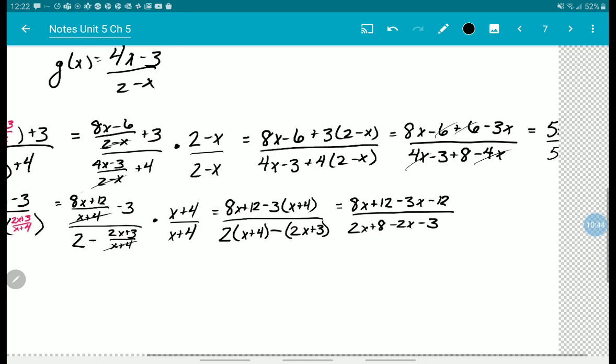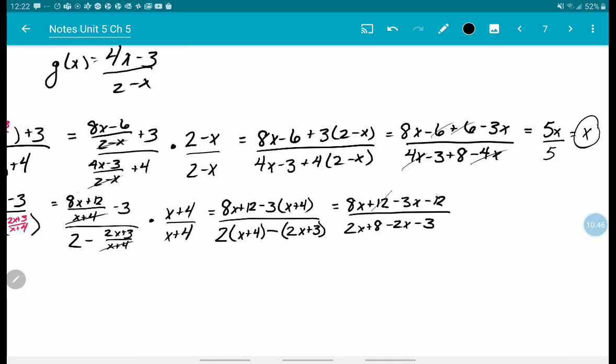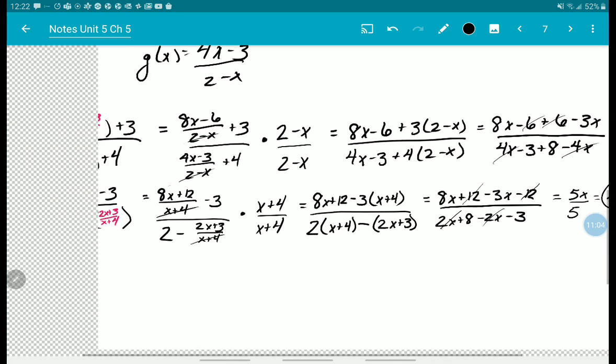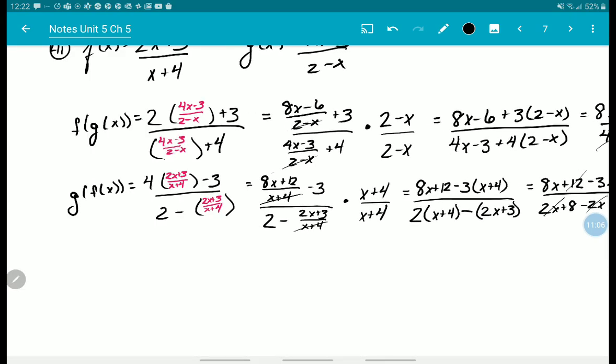So now let's look at what cancels. We can see those 12s are going to cancel in the top. So we're going to have a 5x in the top. That is completely coincidental from the 5x in the top of the other one. In the bottom, the 2x's cancel and we're left with a 5. 5x divided by 5 is going to be x. So you can see how we're getting x both ways. So that's how we verify we have an inverse.